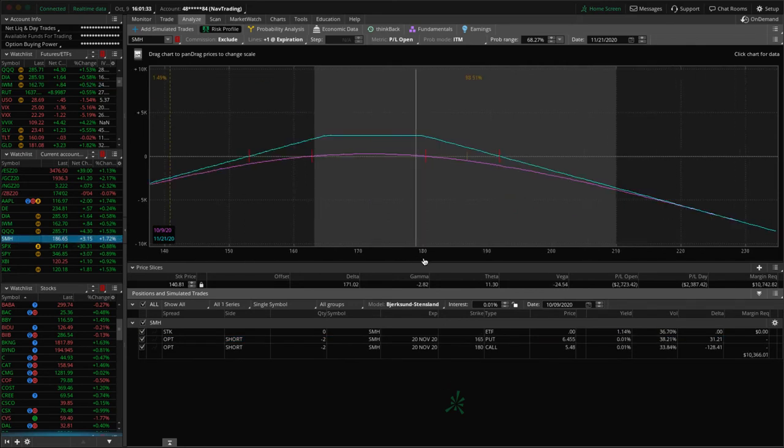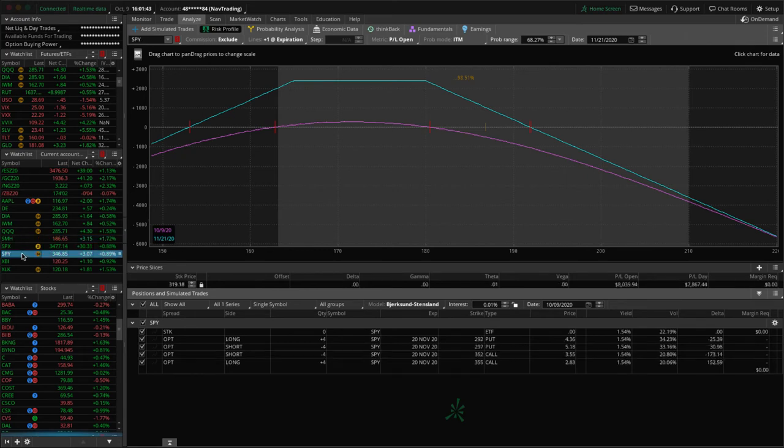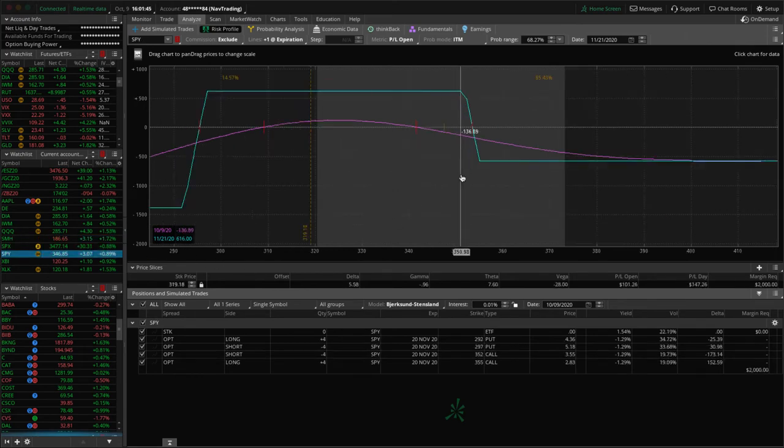SMH, we've got an adjusted short strangle here. Price is hanging out in the upper end of the range. So just holding that. If we get a little bounce back to center is what we're looking for there. I mentioned SPX. SPY, we've got an iron condor hanging out right here.